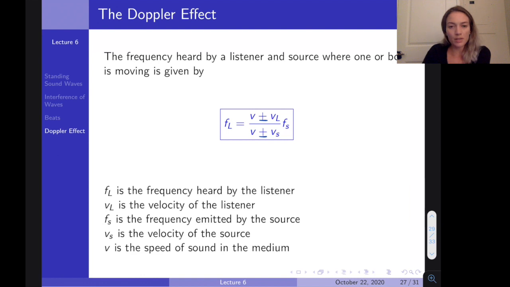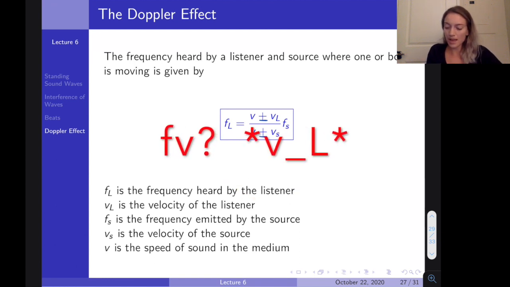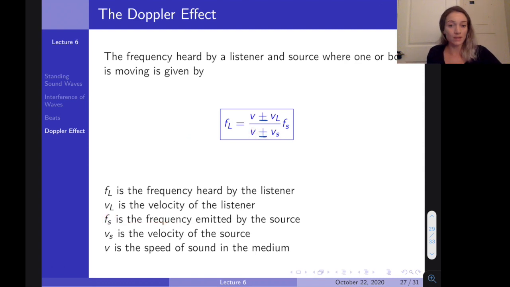So this is the Doppler shift for any scenario you have, no matter how they're moving. The listener and the source are moving relative to each other. So FL is the frequency heard by the listener. FV is the velocity of the listener. Fs is the frequency emitted by the source. Vs is the velocity of the source. And V is the speed of sound in the medium.